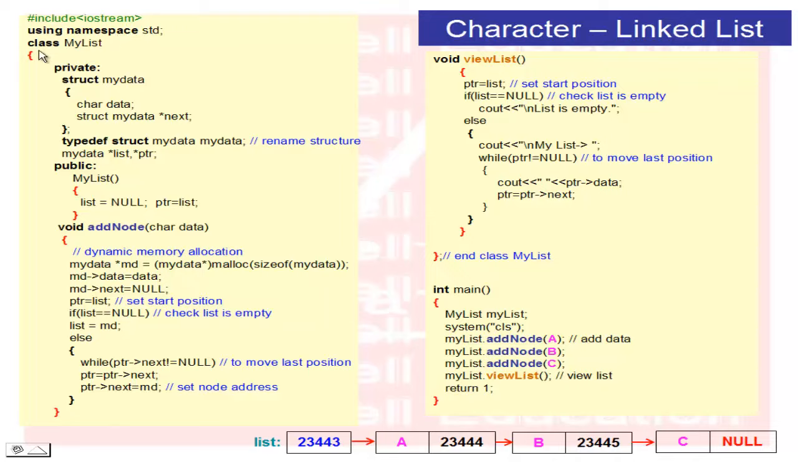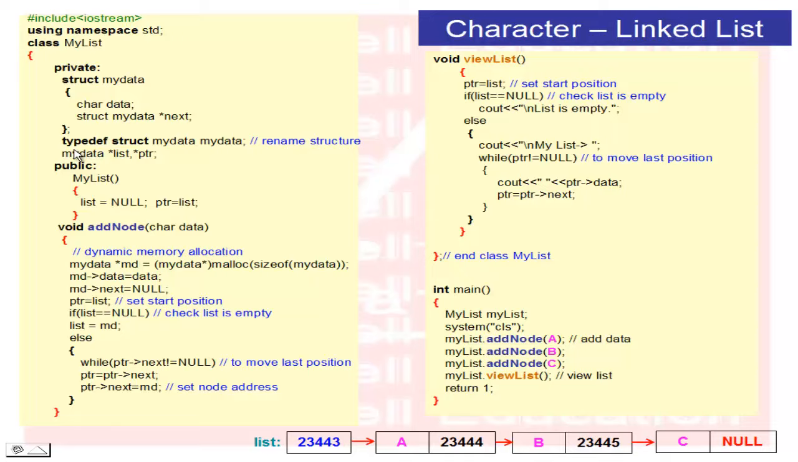So this is a header file included using namespace std. Class name is MyList. Okay, under the private access specifier I created a structure MyData. Inside this I have created one character variable named data and one self-referential structure pointer of type MyData named next.